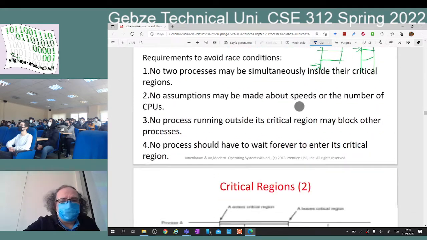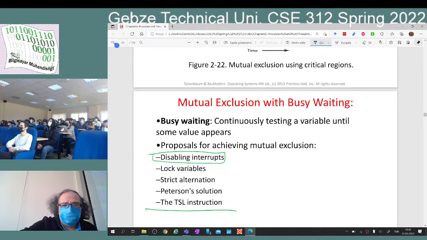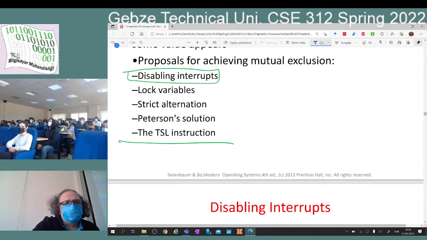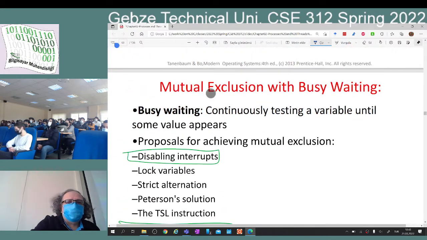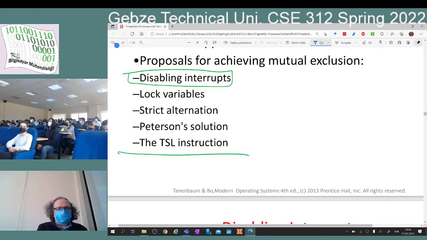So what are we going to do? Remember, this is the operating systems course, and we are going to develop some techniques to satisfy these four rules from the operating system side. These are some of the techniques that we are going to use to do mutual exclusion. One of them is disabling interrupts. This is what we are going to do, maybe.